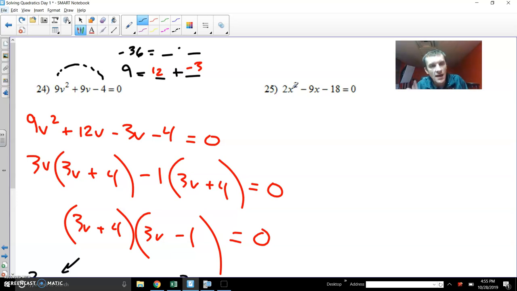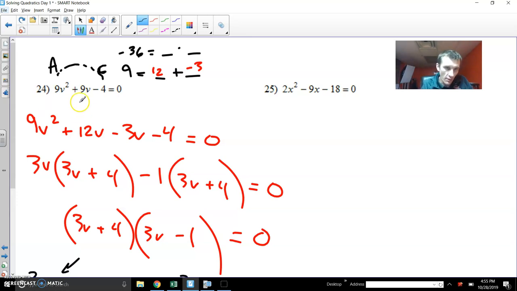So first of all, 9, 9, and 4 do not share a greatest common factor. They do not all have v in common. So the very first thing I did is multiply the a and the c value together. So 9 times negative 4 is negative 36. Now we're still trying to add to be this 9 in the middle. And so those numbers are 12 and negative 3. 12 times negative 3 is negative 36. If you add 12 and negative 3, you end up getting 9.